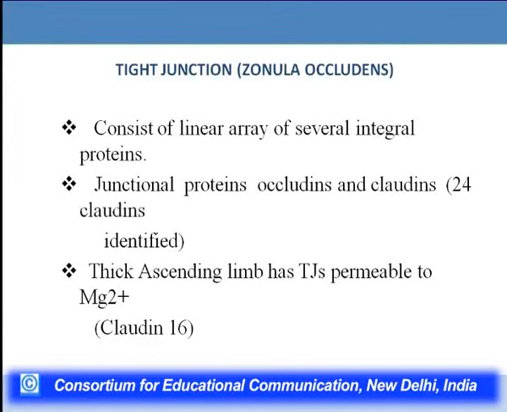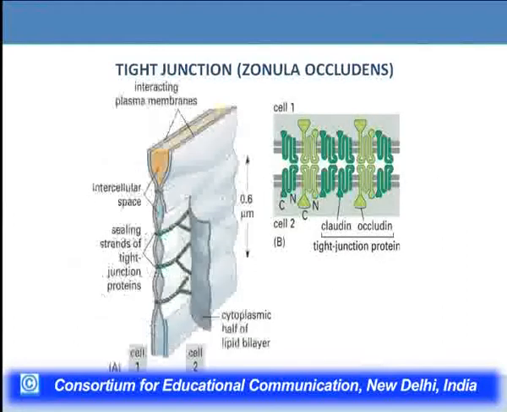For example, in the tight junction present in the ascending limb of loop of Henle, there is a specific protein known as claudin 16, and this claudin 16 allows Mg2+ ion to pass through. Individuals who have a mutated claudin 16 gene have a low amount of magnesium in their blood because magnesium cannot pass through such mutated proteins. So though tight junctions do not allow most molecules to pass through them, there are tight junctions which allow specific molecules or ions to pass through them.